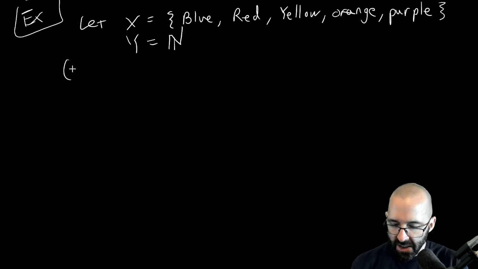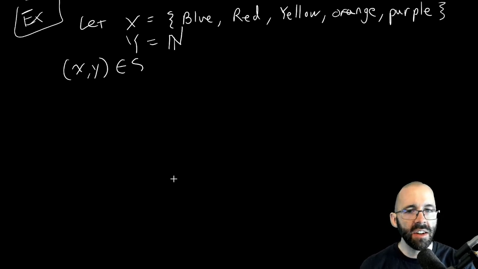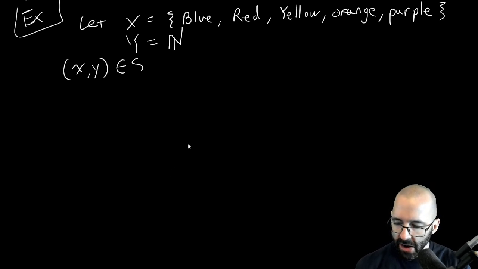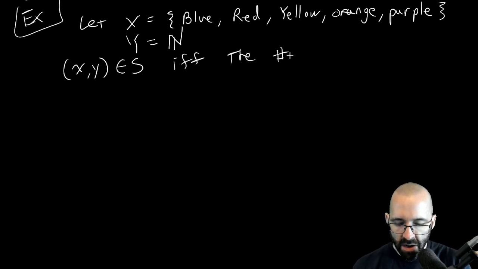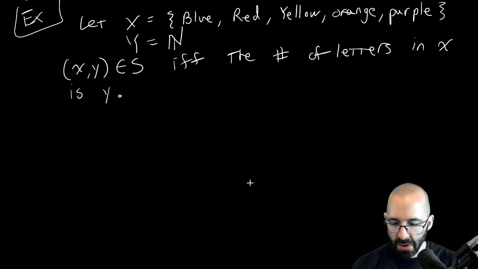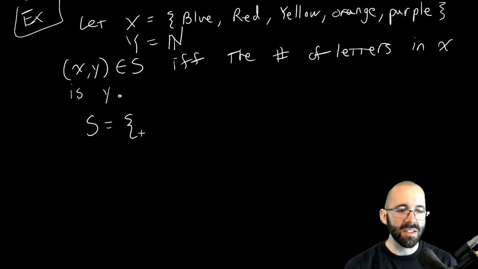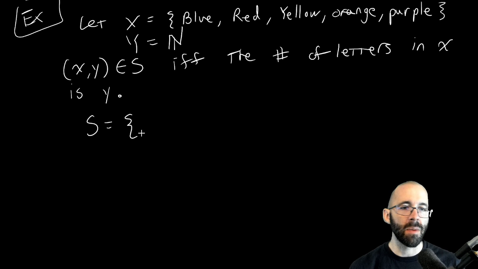Okay. Let's say that X and Y are related. We're going to call this relation S. Here, S is the relation. x and y are related if and only if the number of letters in little x is y. So what I want you to do, again, is pause the video and write down the relation here. What is S? Two elements are related if the number of letters in x is y.